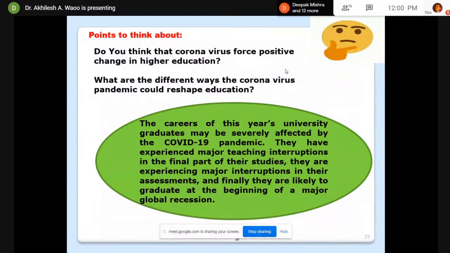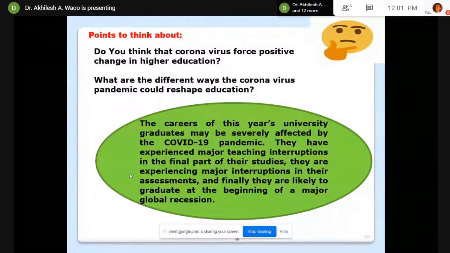So here are the points to think about: as you know, the corona pandemic is going on, and do you think that the coronavirus forced positive change in higher education? What are the different ways the coronavirus pandemic should reshape education?